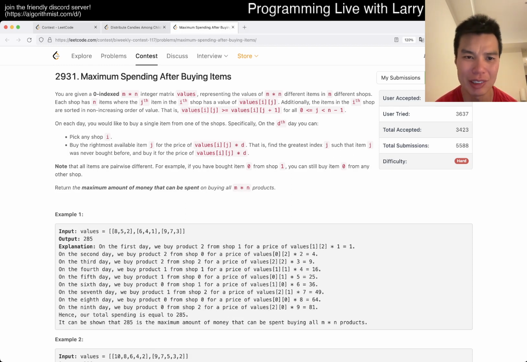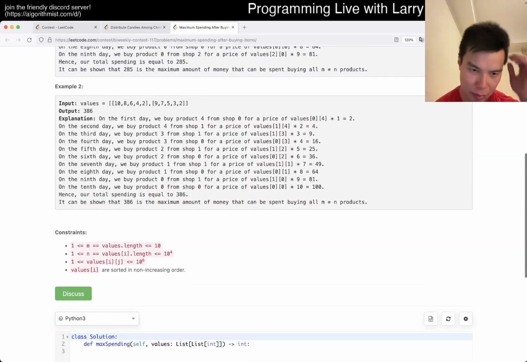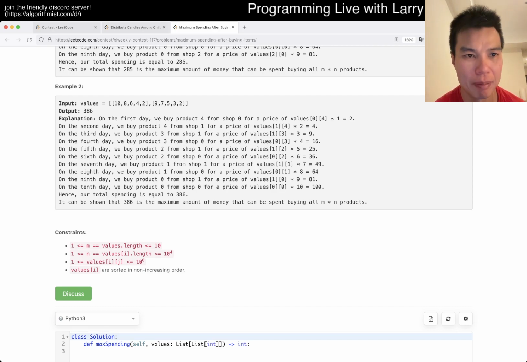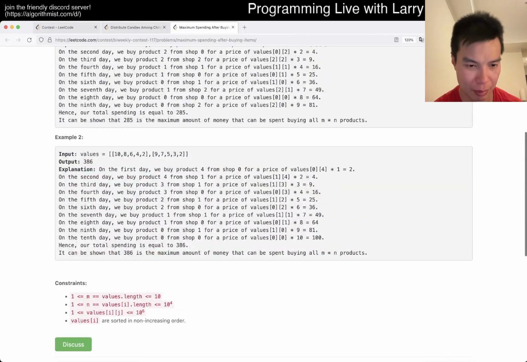So why is it sorted in non-decreasing order? Because it feels like you could just reverse everything and then do it the other way. What a silly way of writing this. Anyway, okay. Seems like the values were M again. M is different shops. Seems like a dynamic programming problem, right?